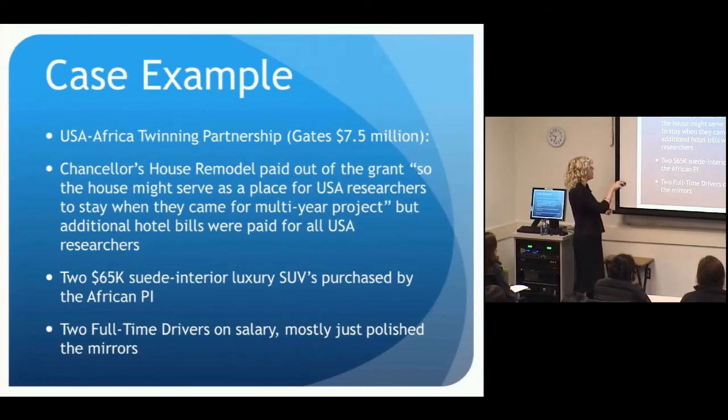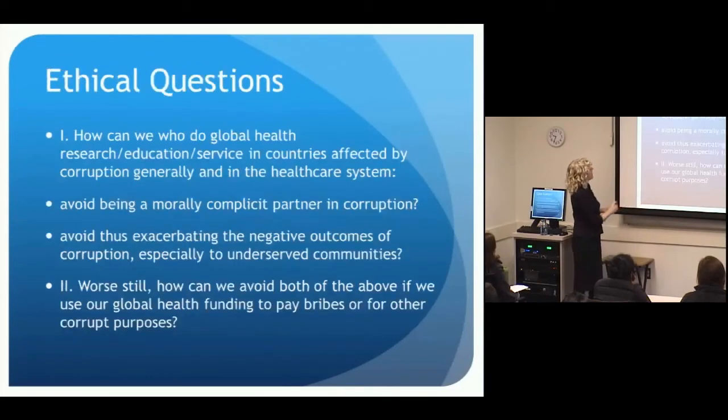And also two $65,000 suede interior luxury SUVs were purchased with the money, presumably to be driving people out into more distant sites, which sounds reasonable. Although I thought, wow, I'd love a car like this someday, and I'll never have one as a professor. But they really weren't even ever driven. They almost were more like a status symbol sitting outside our buildings, and the drivers literally had full-time jobs, and they would just polish the mirrors once in a while, and this is how the Gates global health money was being used. So I remember being quite shocked by that myself.